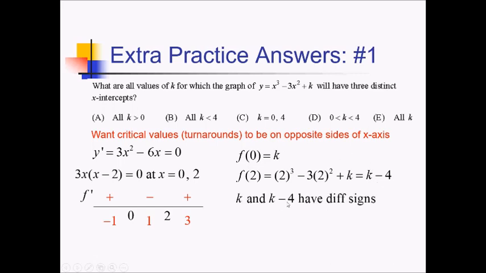And these are only going to have opposite signs if we're plugging in a number for k that is between 0 and 4. If you plug in something less than 0, then these are both going to be negative. If you plug in something greater than 4, these are both going to be positive. Only between 0 and 4 is this first thing going to be positive and this second thing going to be negative. So that's going to end up giving us answer choice D.